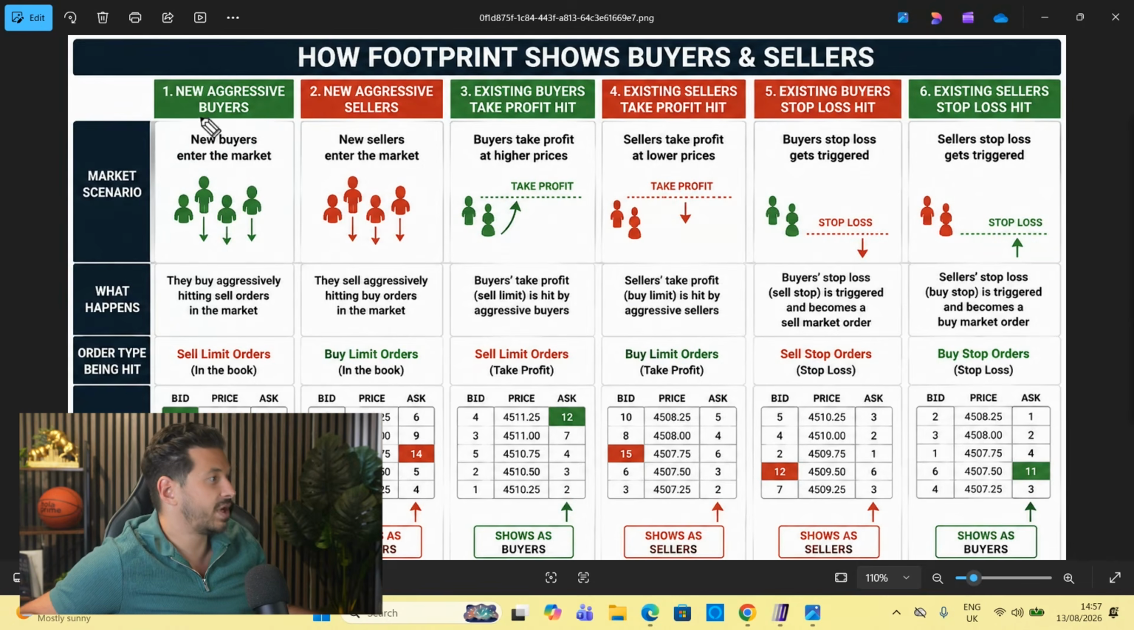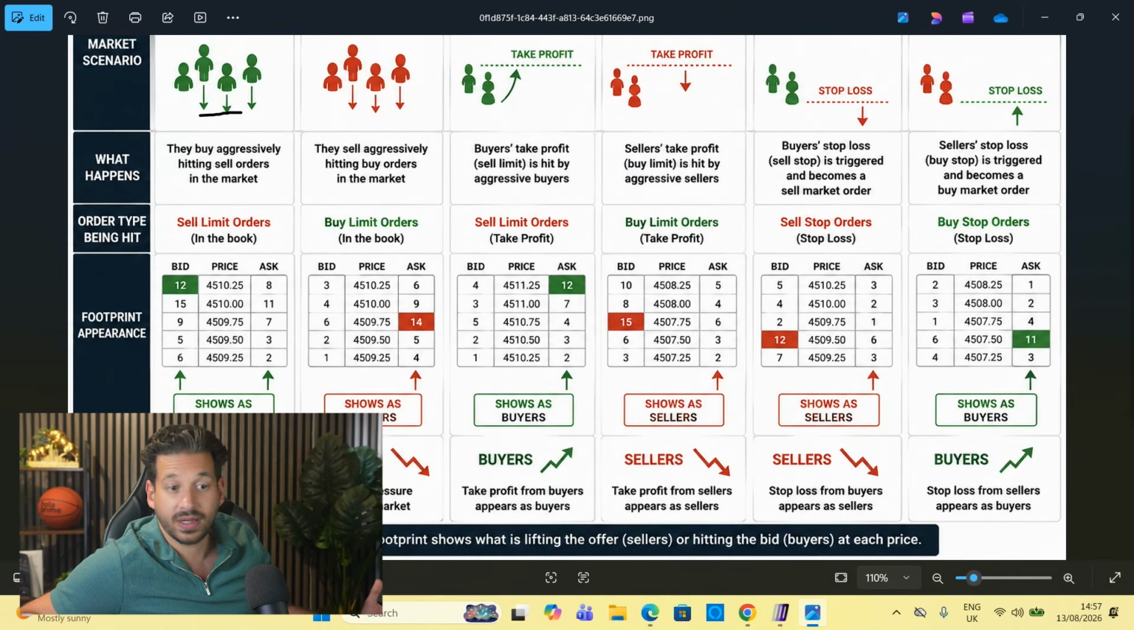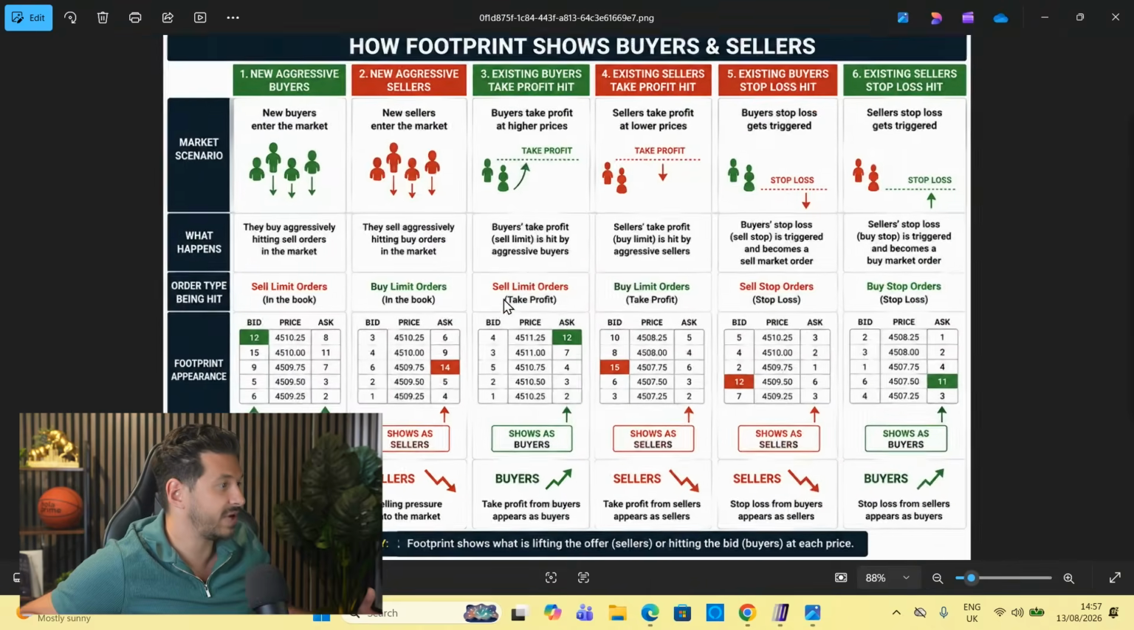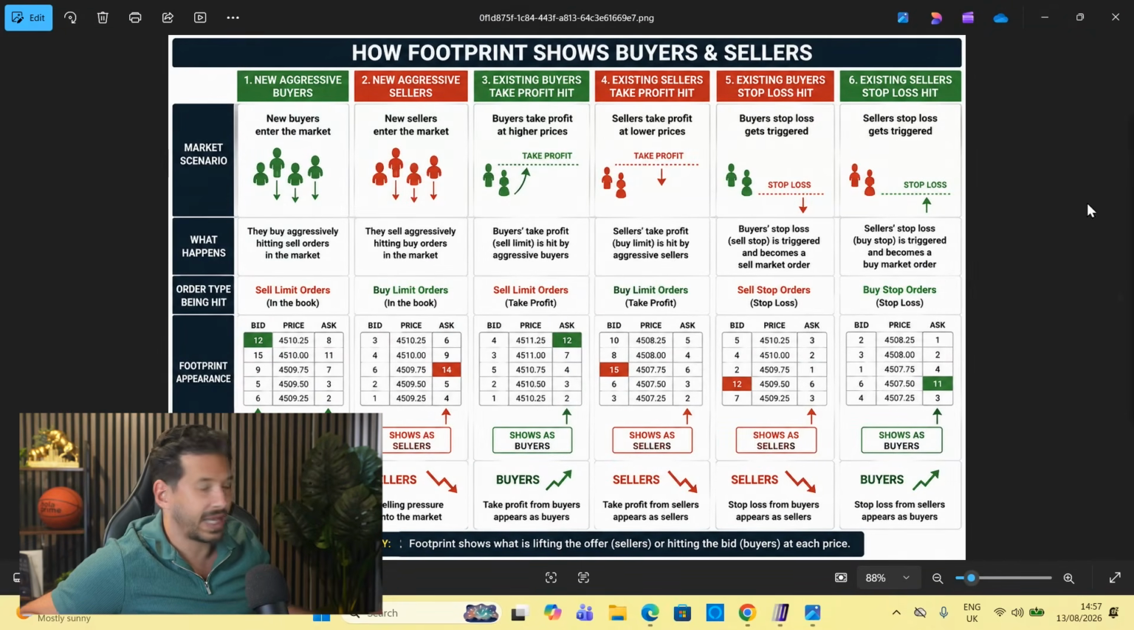So the first one are new aggressive buyers, right? New buyers hitting the buy button. They then get matched up with the closest sell limit, okay? So really simple to understand, right? And therefore, on the footprint, they appear as buyers. Really, really simple. Let me just zoom out a bit. Same with the sell side, right? Someone hits the sell button, they get matched up with the closest buy limit available, and therefore the footprint shows it as a sell. So these two are easy to understand.